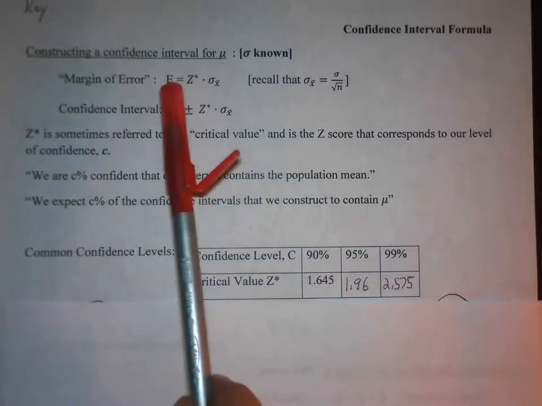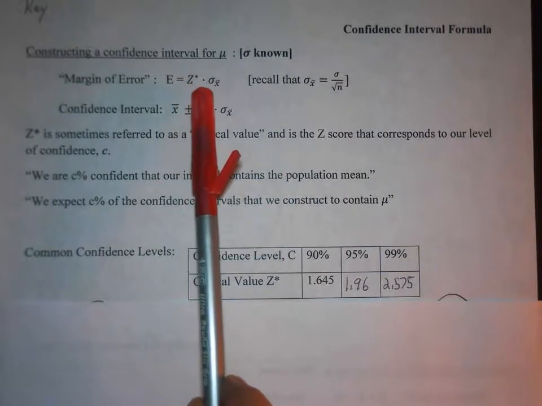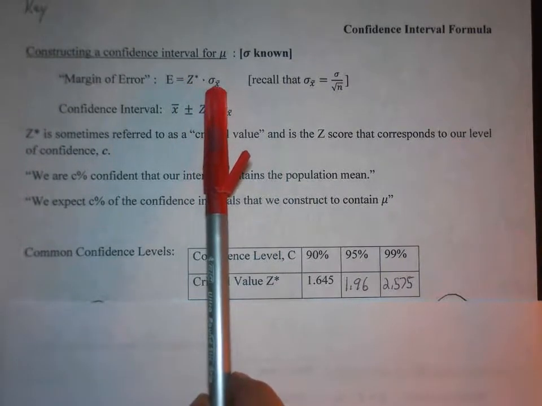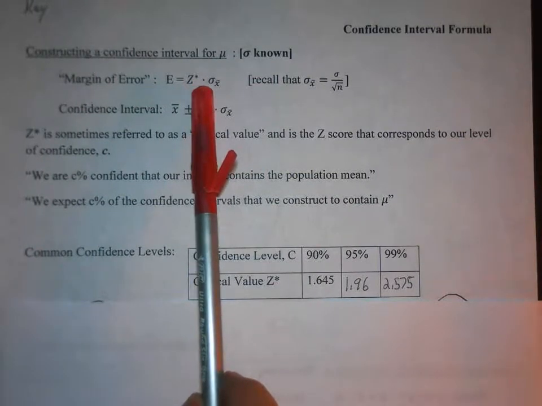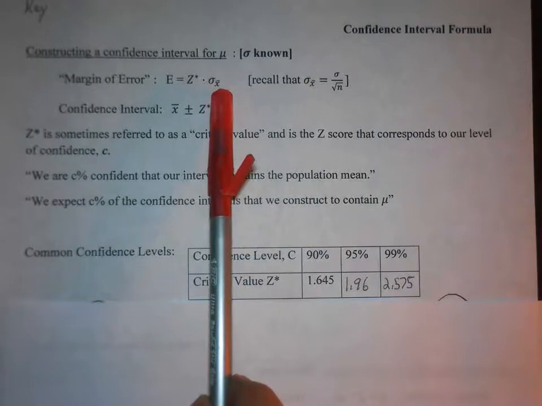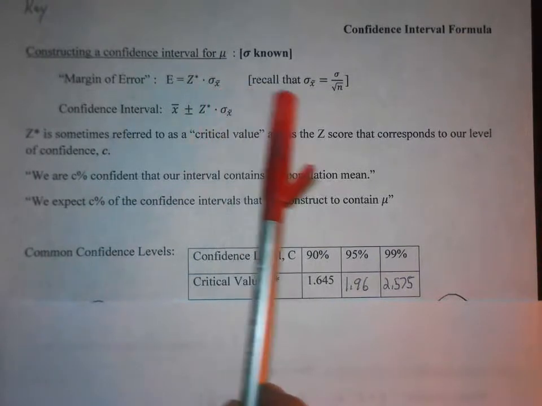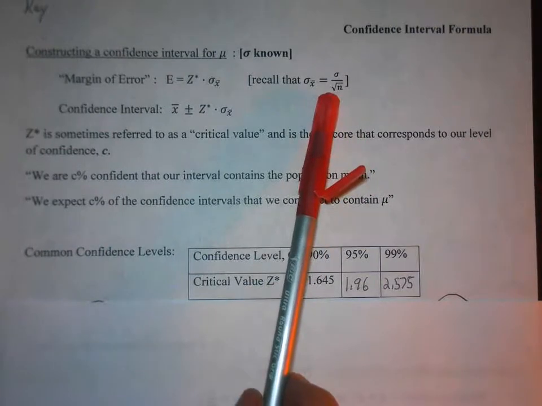We have a margin of error E, which is Z star times sigma sub x bar. Now Z star is just a Z-score, so we'll talk about how we get that in a second. And then sigma sub x bar, that's your standard deviation of your SDSM. Remember, that's just your sigma over the square root of n.